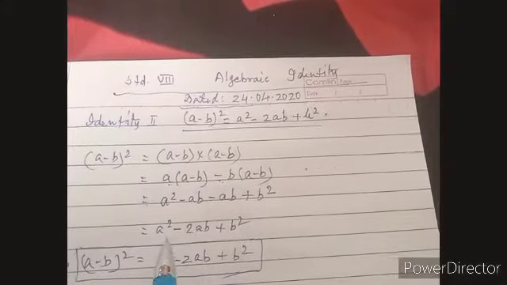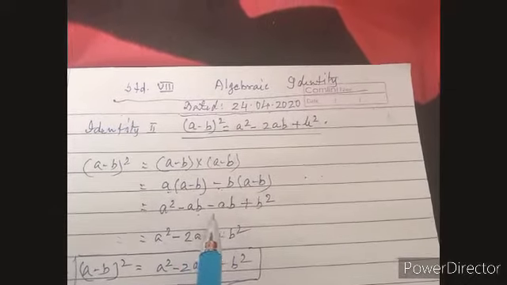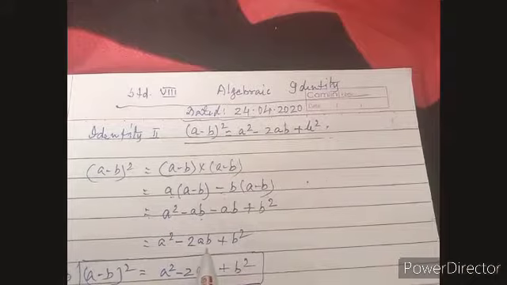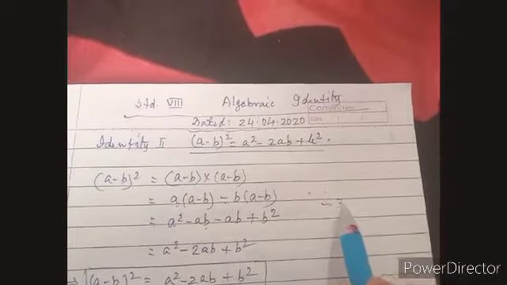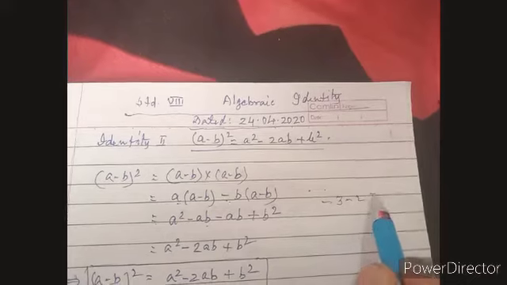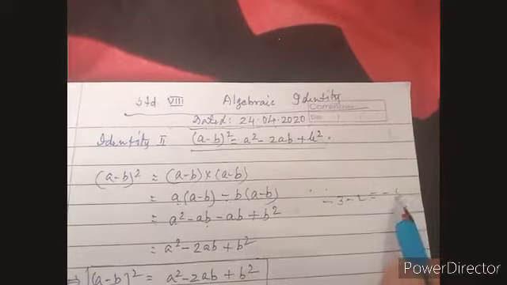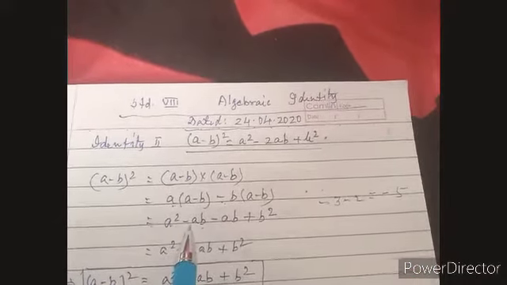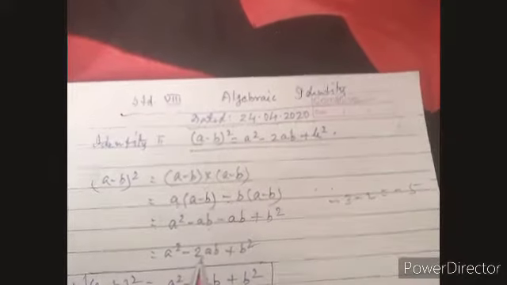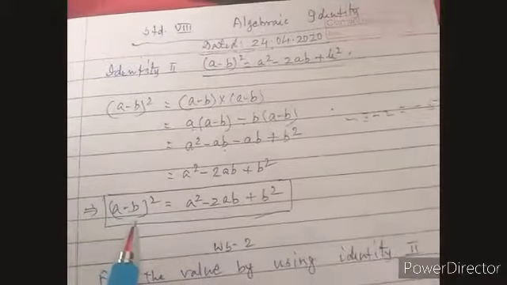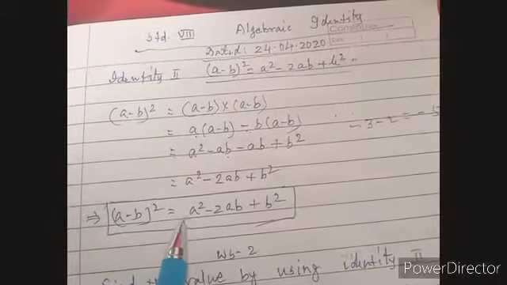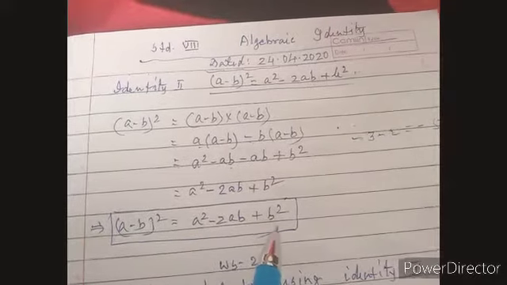So here a square, minus ab and minus ab is equal to minus 2ab, you know. When we add two minus terms, minus 3 minus 2, it will give you minus 5. Similarly, minus ab and minus ab will give you minus 2ab, and this plus b square. So lastly we have (a minus b) whole square is equal to a square minus 2ab plus b square.